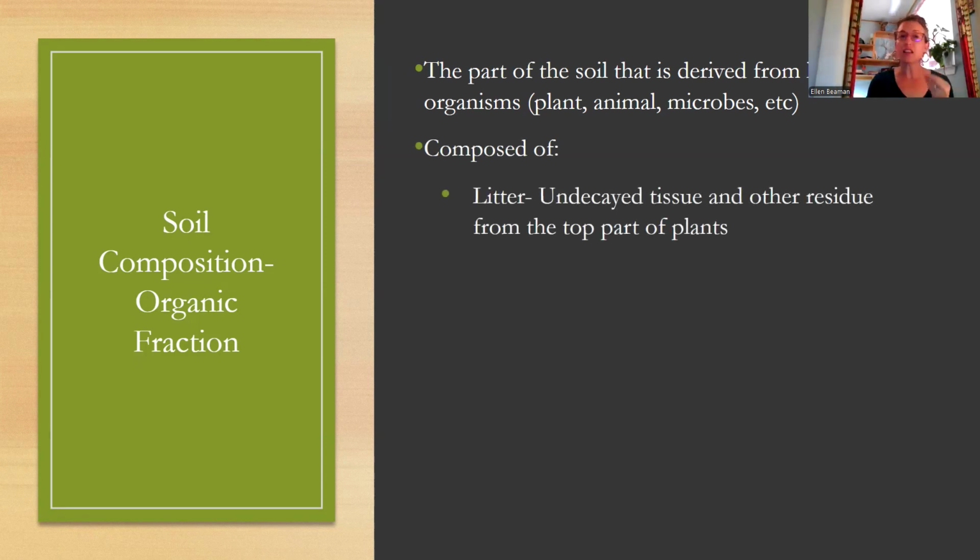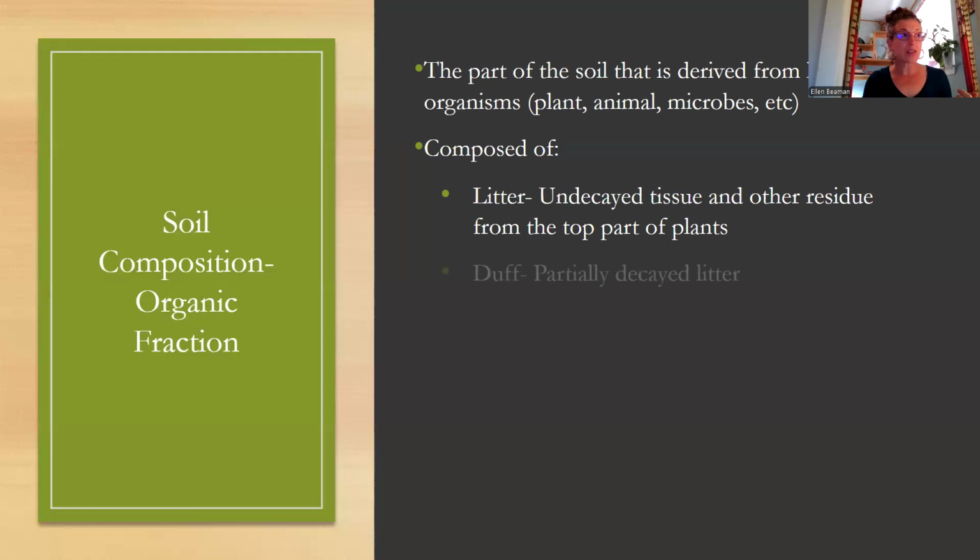The first is litter. Litter is the undecayed parts of any plant, animal, microbe tissue, any residue that comes from the top of plants. So let's say the oak tree that dropped its leaves on the ground, and you can pick up a leaf and you can say, this was an oak tree. I know what this is. And that's just litter. That's organic litter that's sitting on the top of the ground.